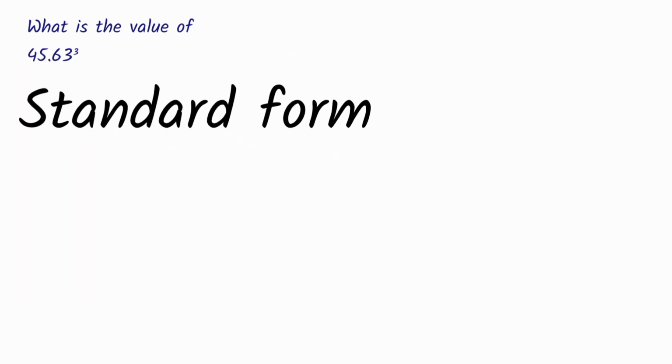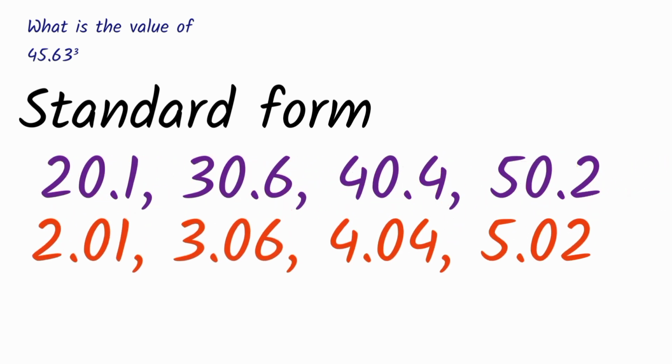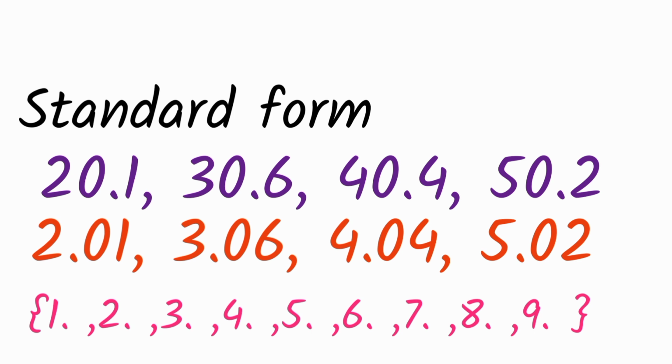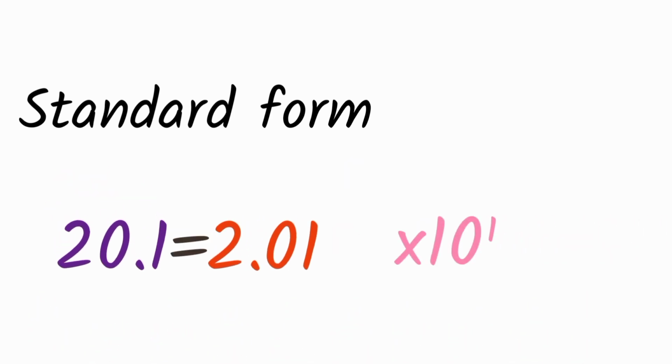Well, standard form is simply writing a number by changing the place of the decimal point so that the first digit before the decimal point falls between 1 and 9. The place of the decimal point is then preserved by multiplying the number by a certain multiple of 10.